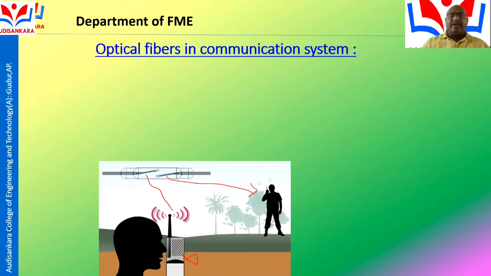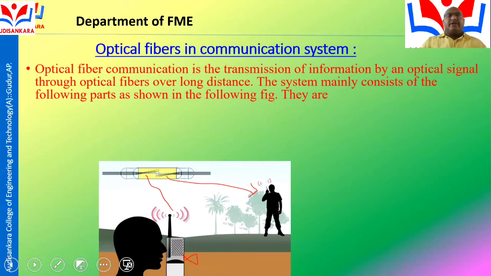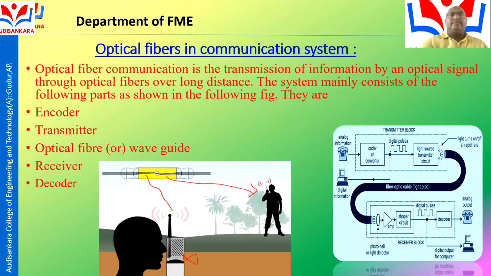So my dear students, optical fiber communication is the transmission of information by an optical signal through optical fiber over long distance. That means the information is carried by the signal, transmitted by the optical signal through optical fiber over long distances, like kilometers. The system mainly consists of the following parts as shown in the figure: encoder, transmitter, optical fiber waveguide, and receiver and decoder. It is five parts.